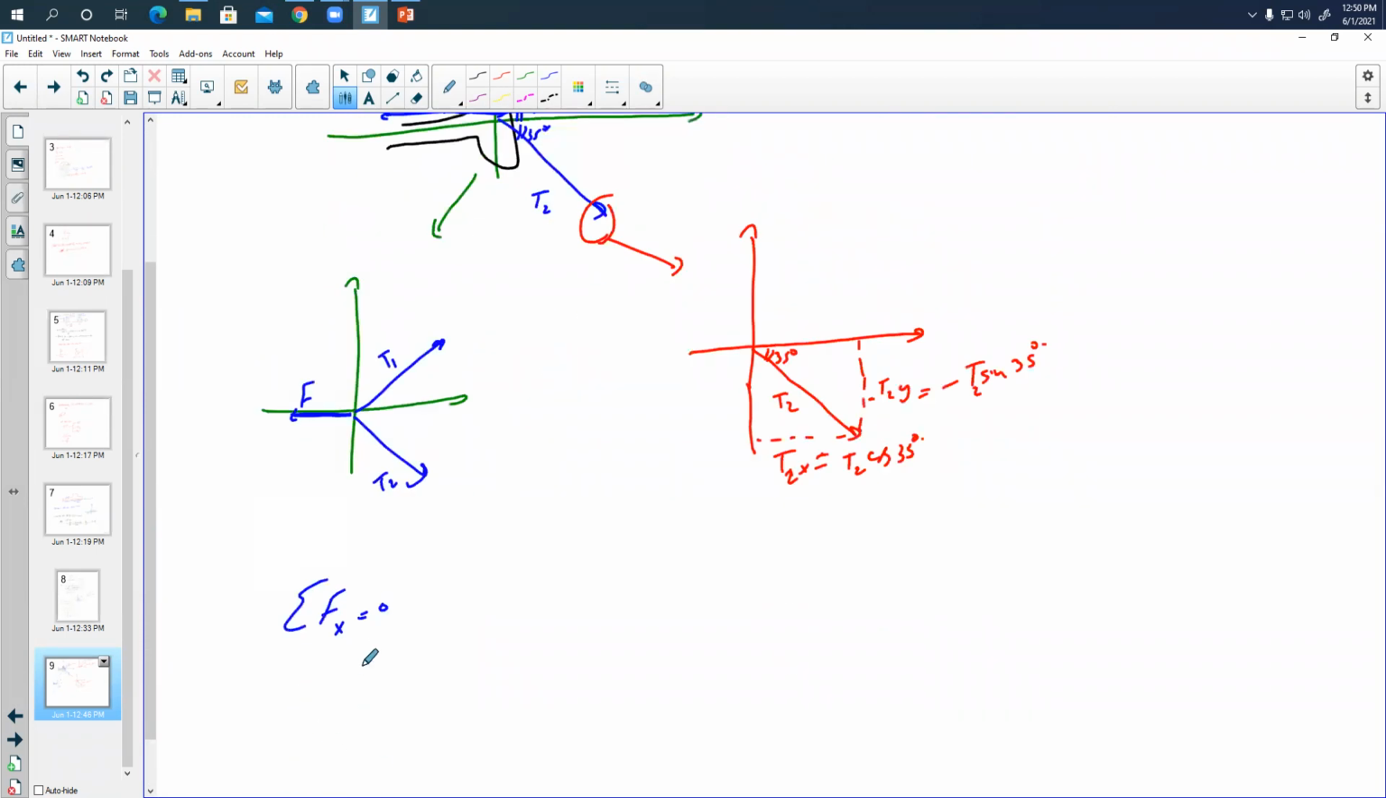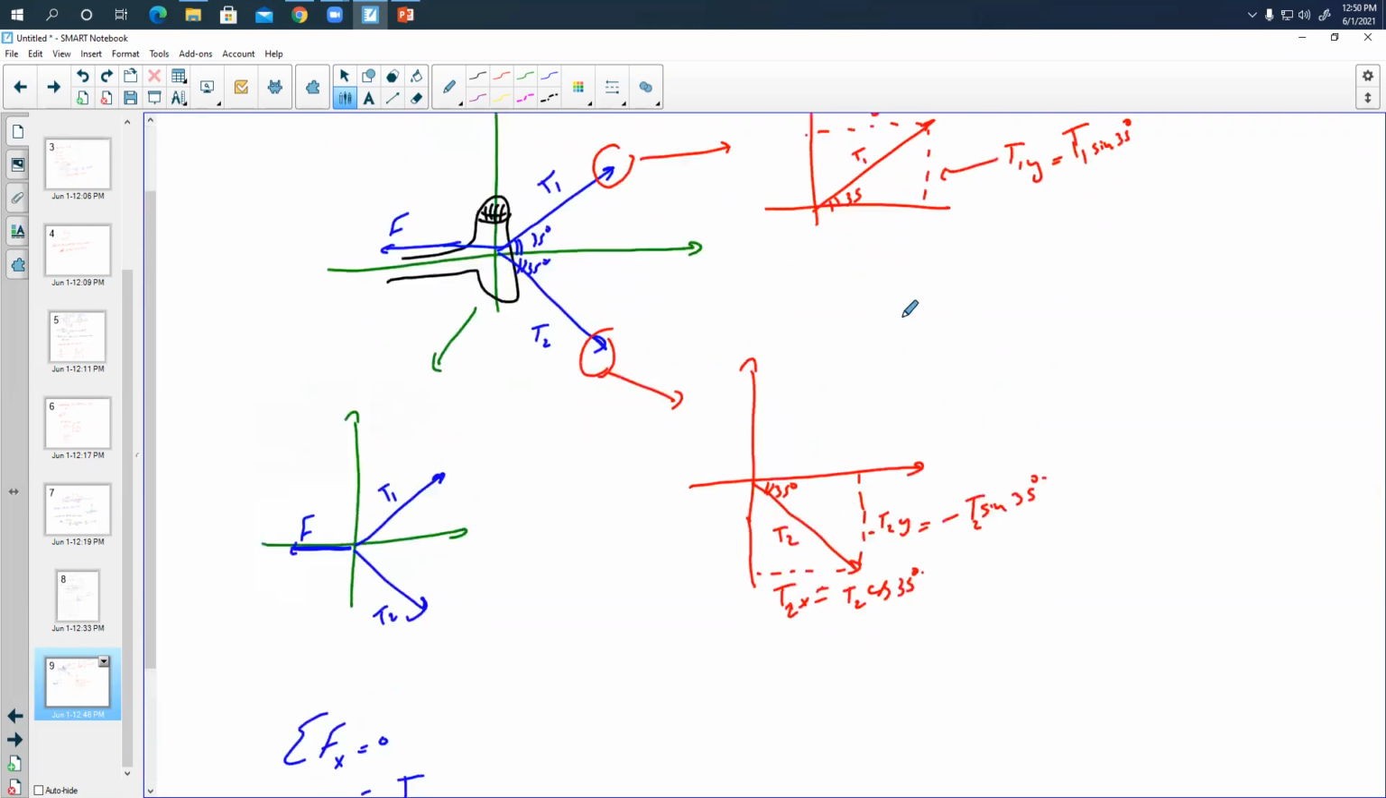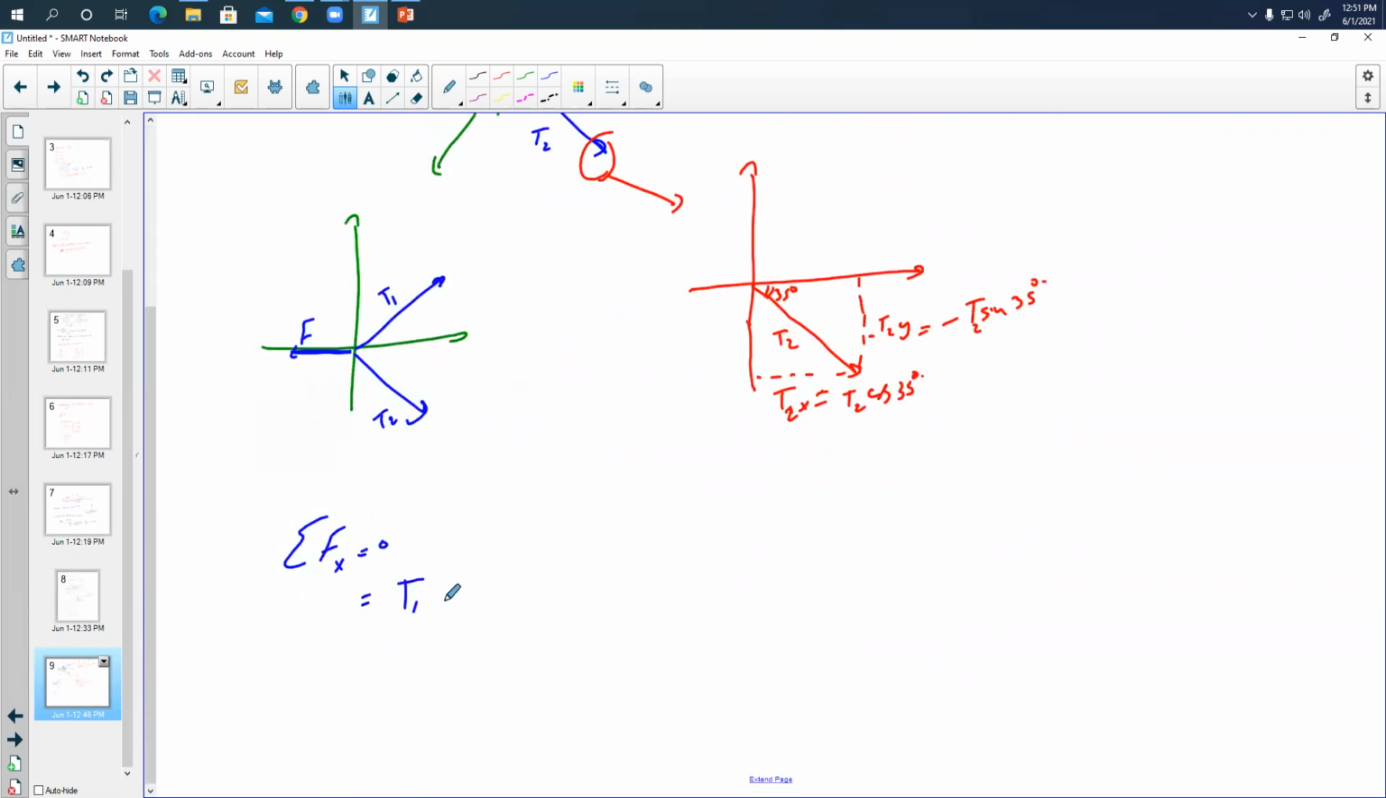Well, this is going to equal, let's start with T1. So your T1 in the x direction will be T1 cosine 35 plus T2 cosine 35 degrees. Now you also get an F going in the x direction, but it's going in the opposite direction. So it's going to be minus F is going to equal 0.